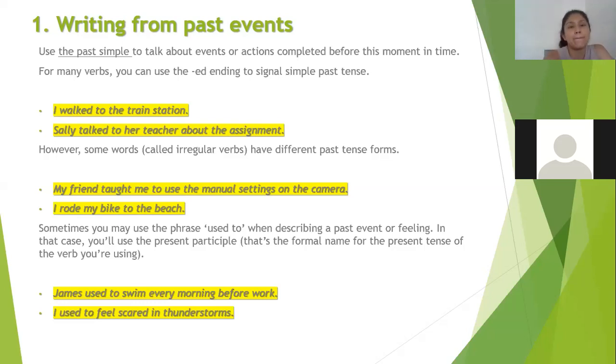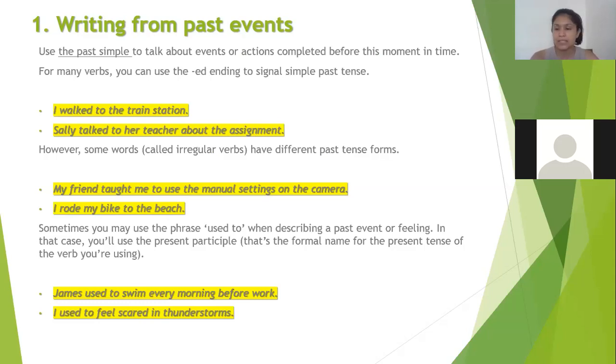For example, the first one is the past simple. When are we going to use the past simple? Well, it says, use the past simple to talk about events or actions completed before this moment in time. For many verbs, you can use the ed ending to signal simple past tense. So whenever we're gonna write about a situation that happened in the past and concluded, I mean finished, we're gonna use the simple past.